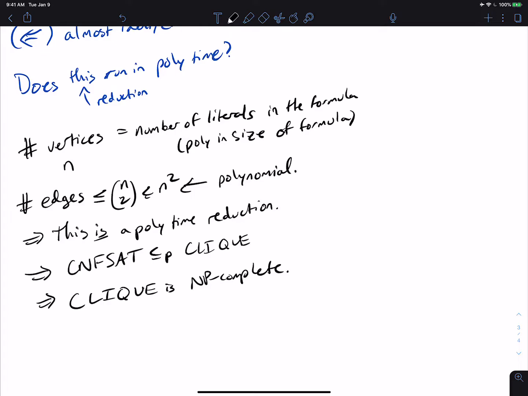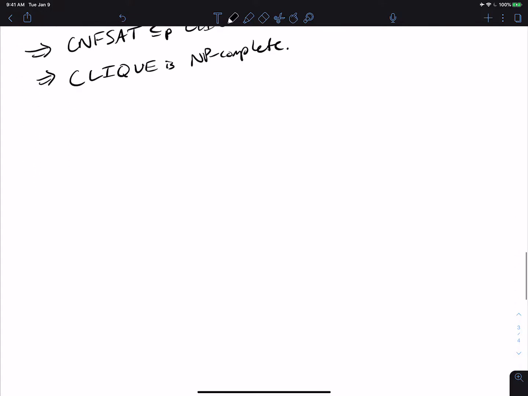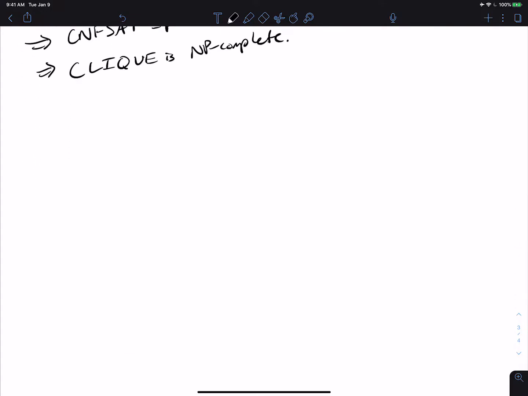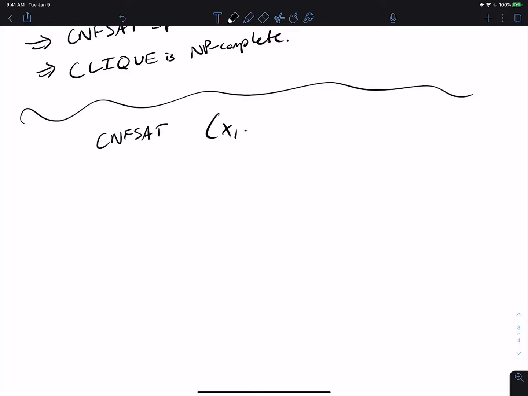So should we do another one? Okay, so let's do a somewhat simpler one. In the case of CNF sat, we could have an arbitrarily long clause, right? So we can have as many literals in a clause as we want. But in most applications, you very often want to have a small number of literals in a clause.